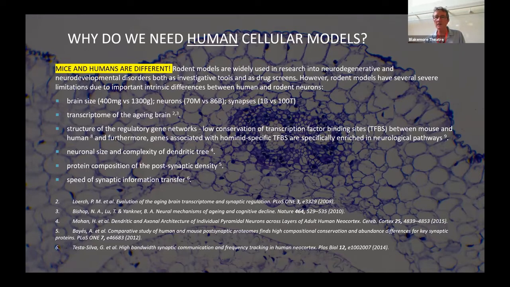And one of the really interesting things is if you look at the hominid specific differences, they're really associated with genes associated with higher functions, such as memory, neurological pathways. And when you consider the dominance of those pathways in Alzheimer's, that's a really important difference. The physical attributes of neuronal size, the complexity of the dendritic tree, the actual protein composition of the synapses, all this is species-specific difference. It actually leads to a speed difference in the rate at which synaptic information is transferred. So these are good reasons for wanting a human model.